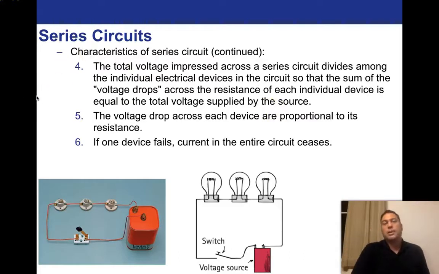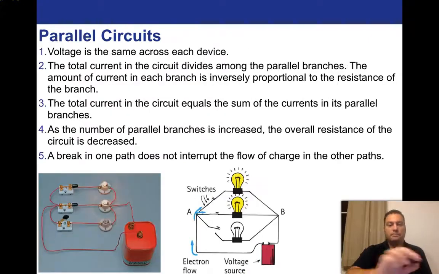Total voltage impressed across the series circuit divides among the individual electric devices in the circuit. So the sum of the voltage drops across the resistance of each individual device is equal to the total voltage supplied by the source. In other words, it all adds up in the end. The voltage drop across each device is proportional to its resistance. All right? If one device fails, current in the entire circuit ceases, because you cut the circuit. If this bulb goes out, that filament goes out, it severs the entire line and we lose our circuit.